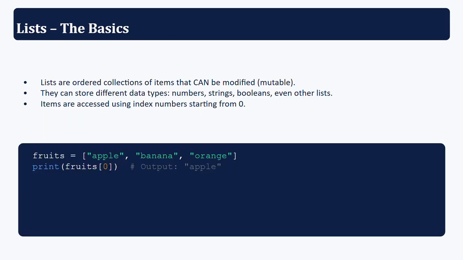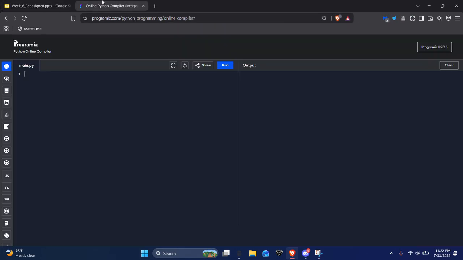Lists are collections of items that can be modified, so a list can store a lot of different things, such as numbers, strings, true or false values, and even other lists. So let's say I go into the Python compiler and I do fruits is equal to apple, banana, and watermelon.